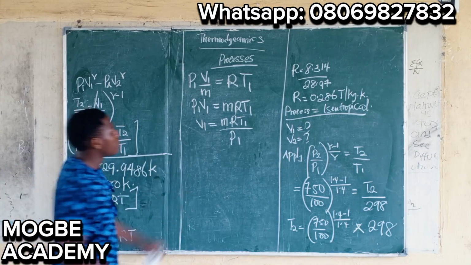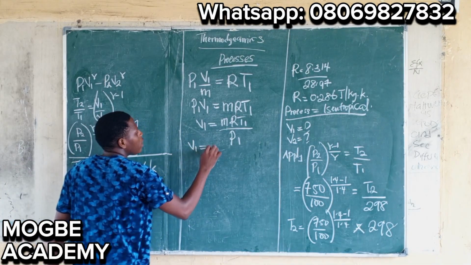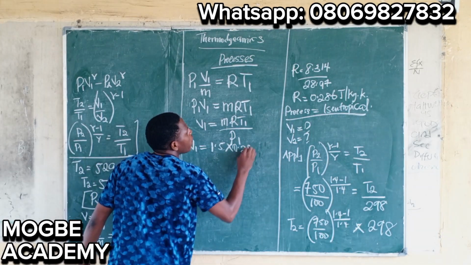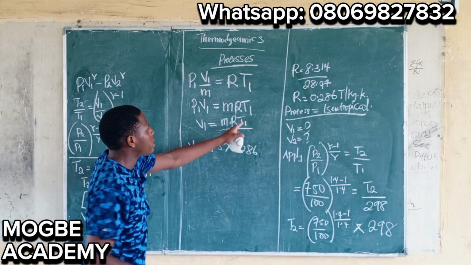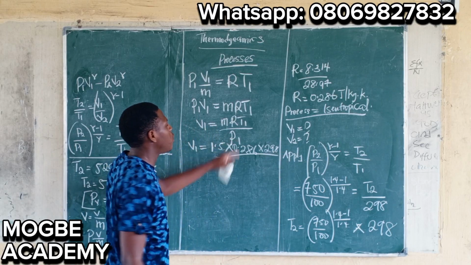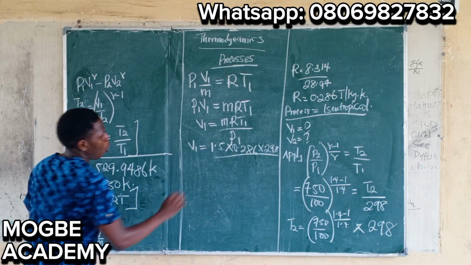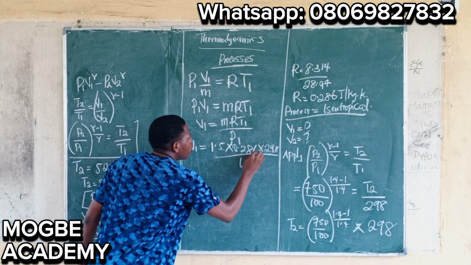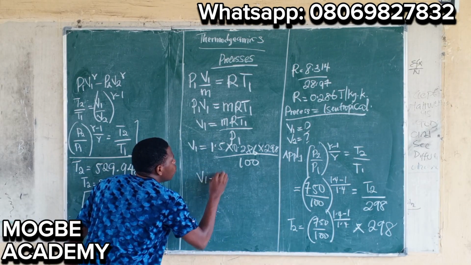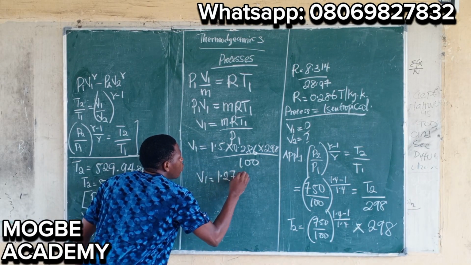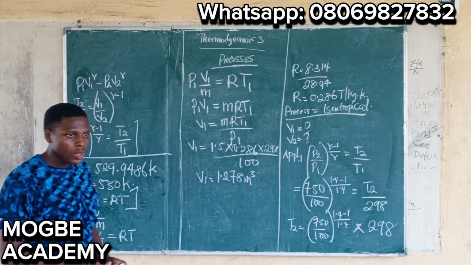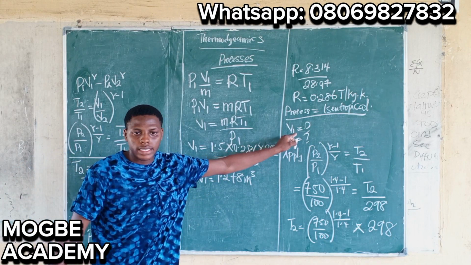Now what is our mass? 1.5 kg. So our V1 is mass 1.5 multiplied by 0.286. What's our T1? 298, divided by P1, which is 100. So you punch this in your calculator to get your V1. V1 is equal to 1.278. And what's the unit? Meter cube. So we've calculated this.